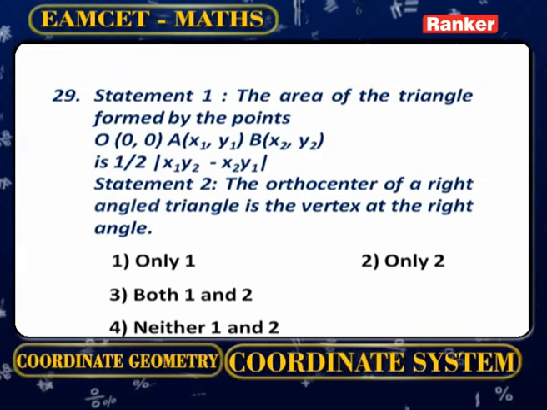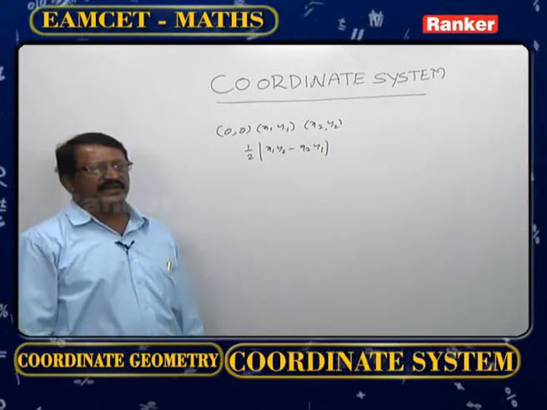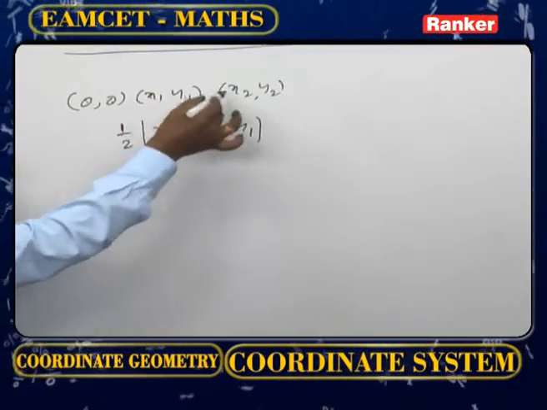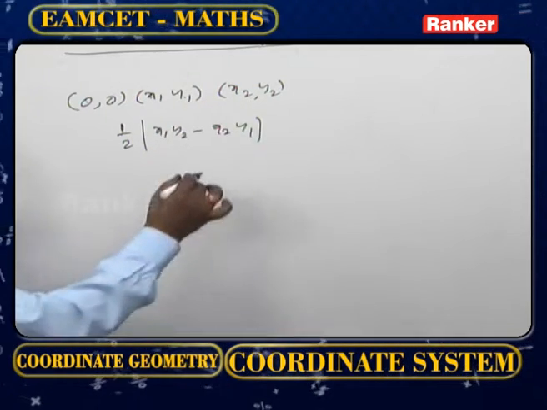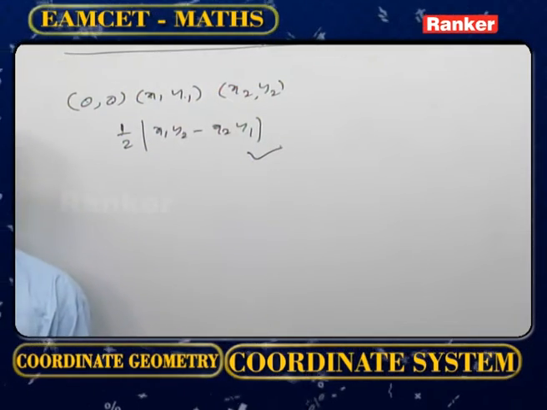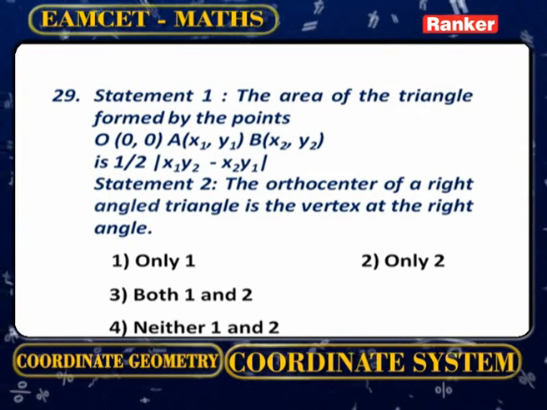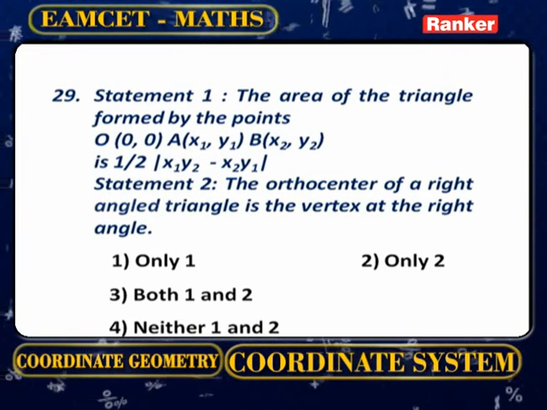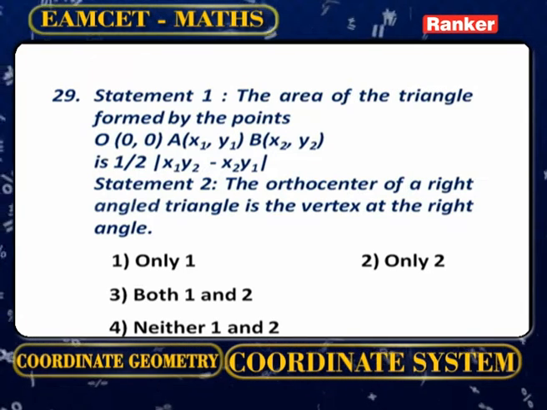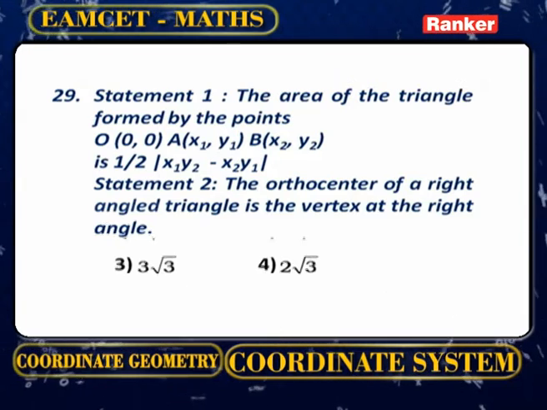Now the points 0, 0, x1, y1 and x2, y2 are vertices of a triangle. Now the area of the triangle is half into x1 y2 minus x2 y1. So statement 1 is correct. Next, the second statement, the orthocenter of the right angle triangle is the right angled vertex, that is also correct. Now both 1 and 2 are correct statements. Now the third option is correct. Next problem.